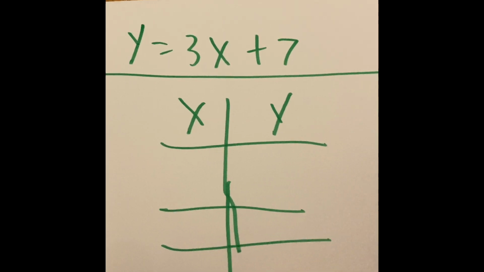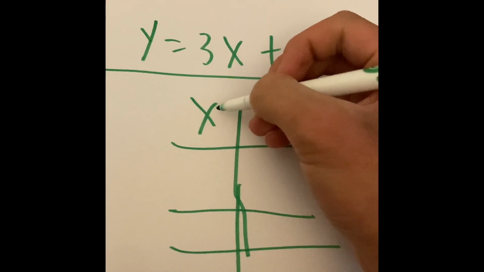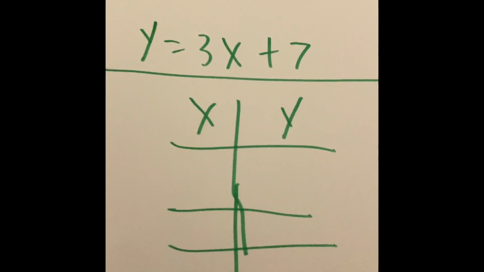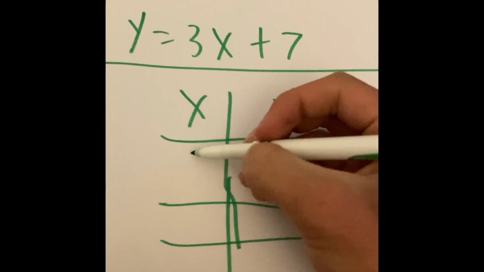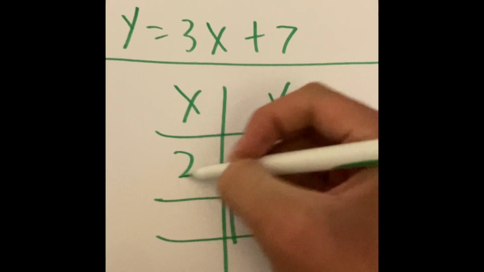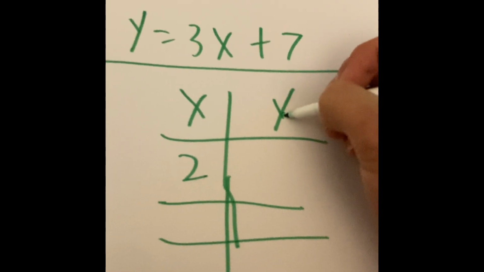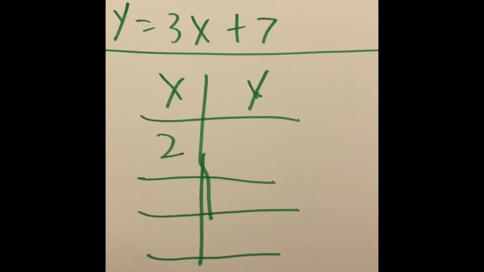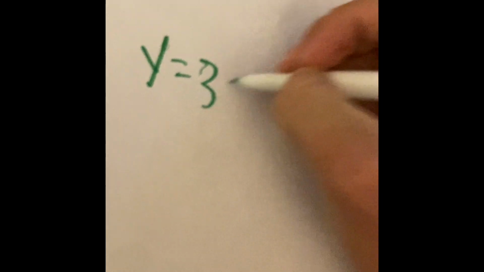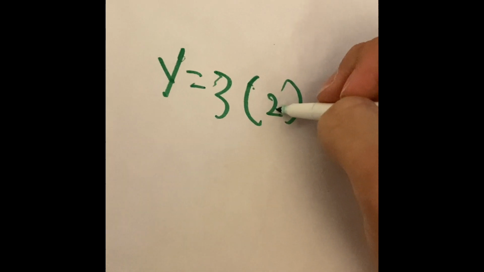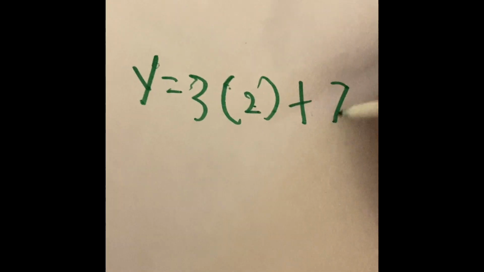Type in the comments below what you think you should insert in for x, because this is a time to get creative. So what happens if we insert the number 2 in for x? What will we get for our y? This is where the math comes in. So if we rewrite the problem as y equals 3, multiplied by 2 because we have 2 inserted in for x, plus 7, what will we get?